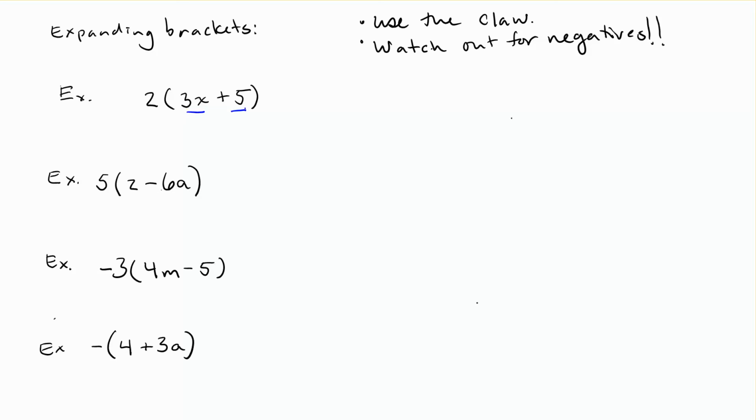So when we're expanding brackets, we want to keep in mind that there's a little tiny invisible times sign between the thing in front and the bracket. So we have an invisible times. And what that means is we need to go 2 times everything in those brackets. So 2 times all of that.